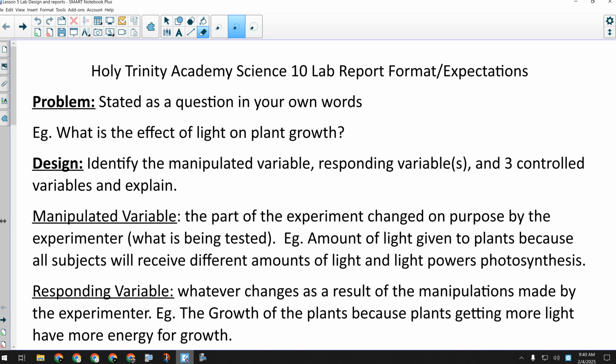The expectation for you in a lab report is 2 things. For each of the variables, you identify them, so you tell me the manipulated variable is this. And then you explain to me why or how it's being manipulated. As an example, for our experiment on the effect of light on plant growth, the thing the experimenter would change would be the amount of light each plant receives. So they would probably need half a dozen plants, and each one of those plants would get a different amount of light.